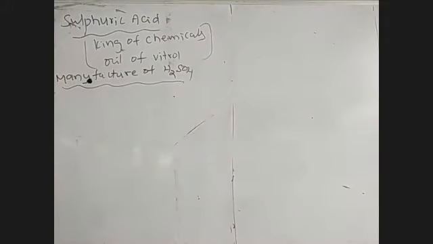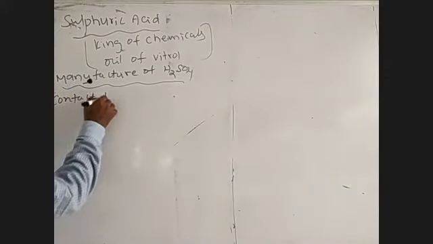Manufacture of H2SO4. H2SO4 can be prepared by using two methods. One is the contact process and the second is the lead chamber process. The difference between the contact process and the lead chamber process is the catalyst. One is heterogeneous catalysis and the second is homogeneous catalysis. The preparation of H2SO4 by using the contact process.